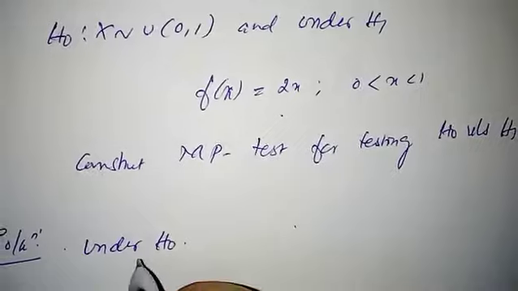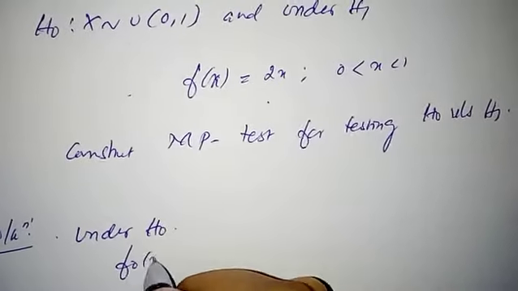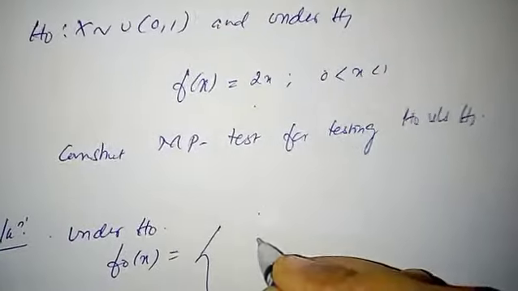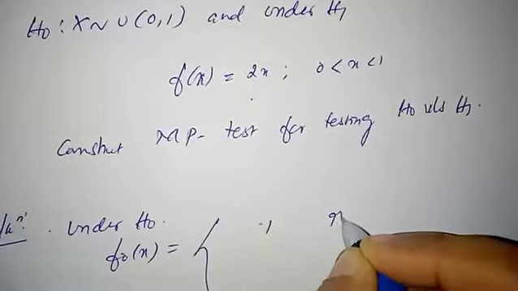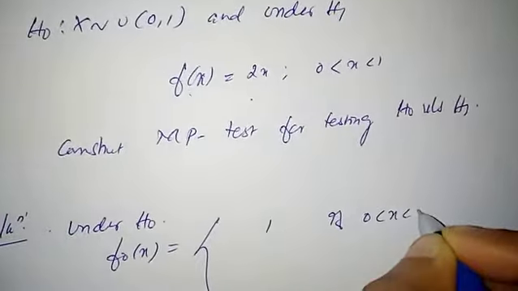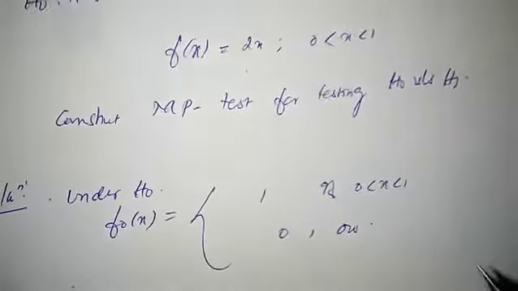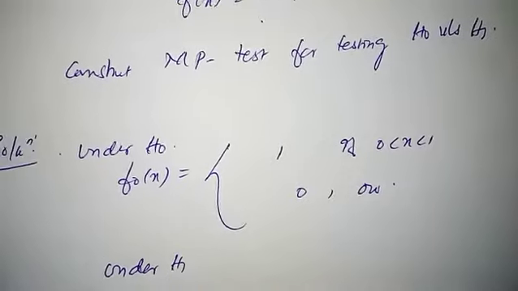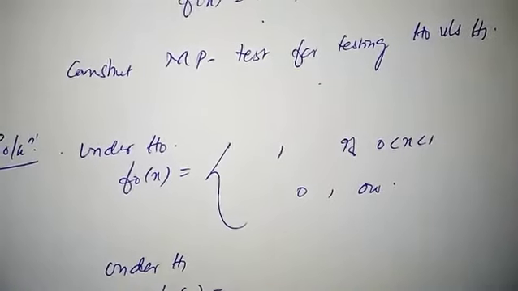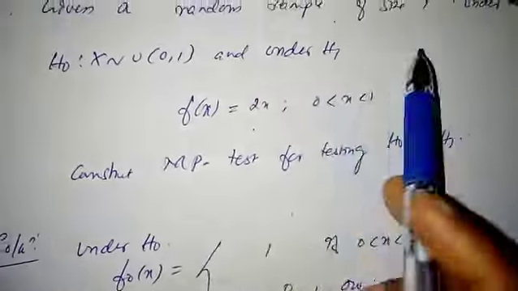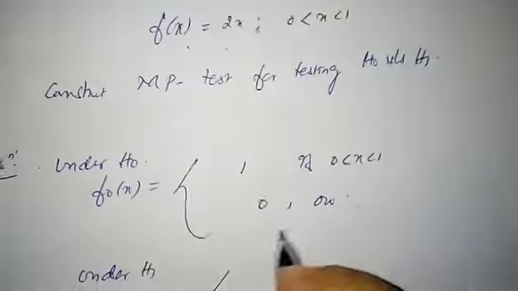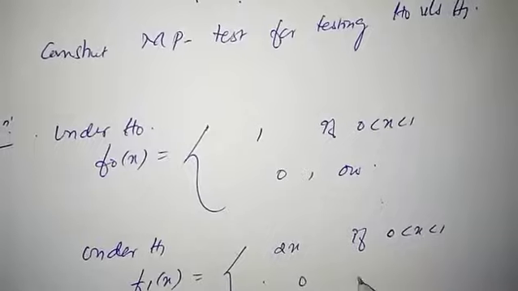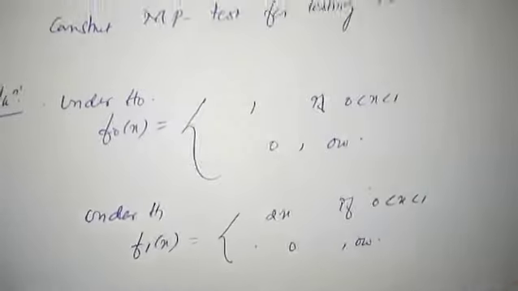Under H0, f0(x) is uniform(0, 1), so the density is 1 if 0 < x < 1, 0 otherwise. Then under H1, f1(x) is 2x if 0 < x < 1, 0 otherwise.